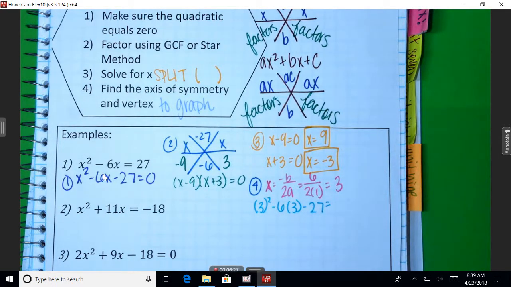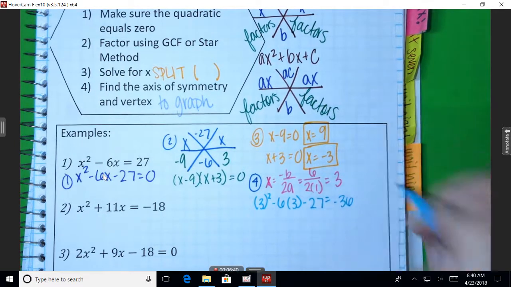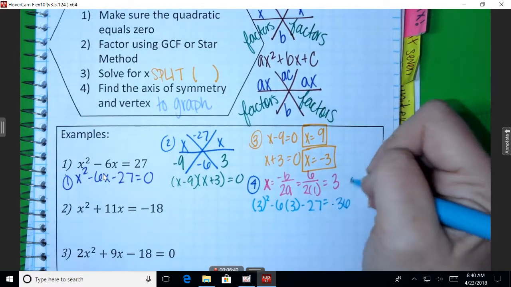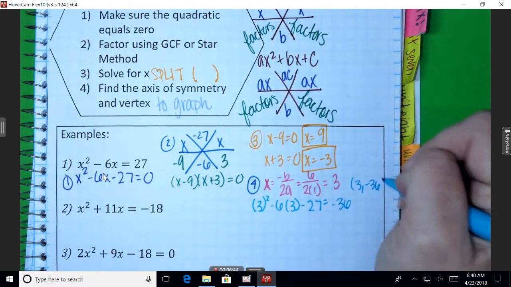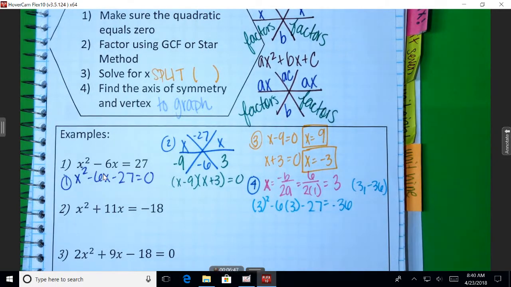All right, what's 3 squared? And what's 9 minus 18? And what's negative 9 minus 27? Ham sandwich. Do we really want to graph that? Okay. So that's it. That's all you do.